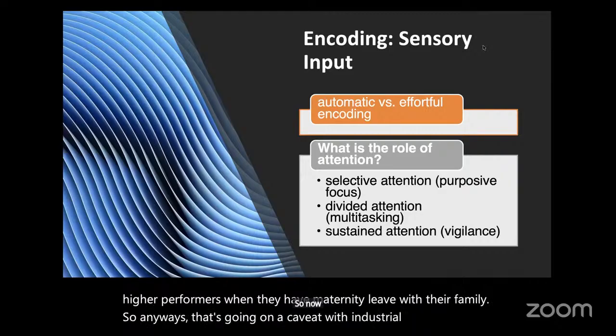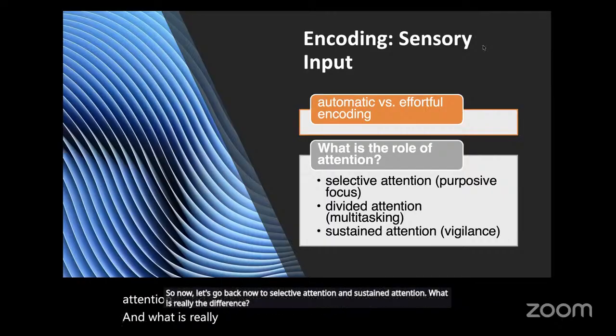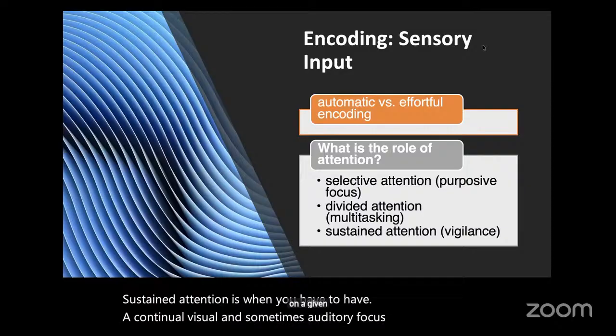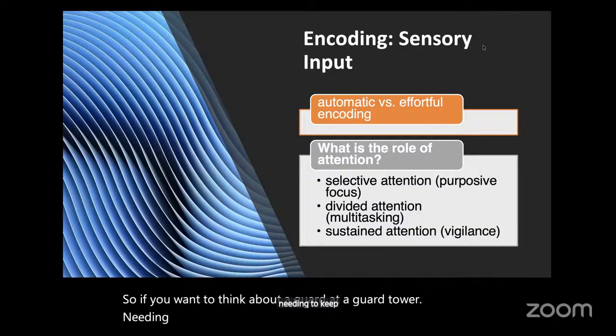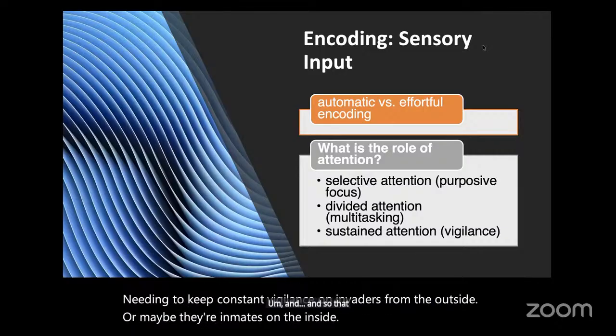So now let's go back to selective attention and sustained attention. What is really the difference? Sustained attention is when you have to have a continual visual and sometimes auditory focus on a given object. So if you want to think about a guard at a guard tower, needing to keep constant vigilance on invaders from the outside or maybe inmates on the inside. And so that is vigilance.